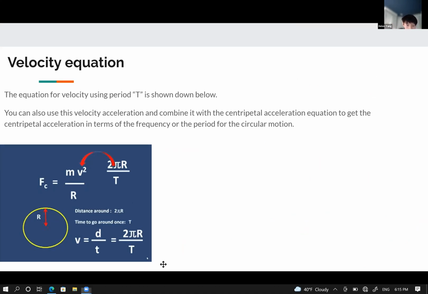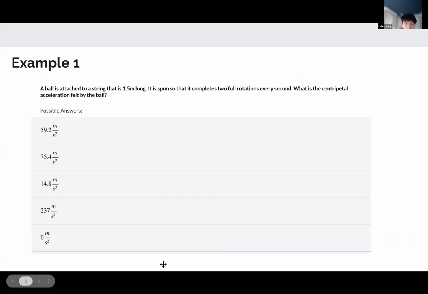Okay, so you have 3 minutes to do this first example question. And if you have the answer, you can just message it to me in chat.